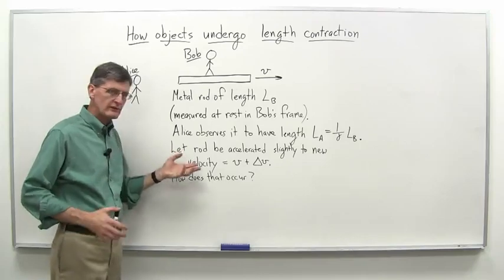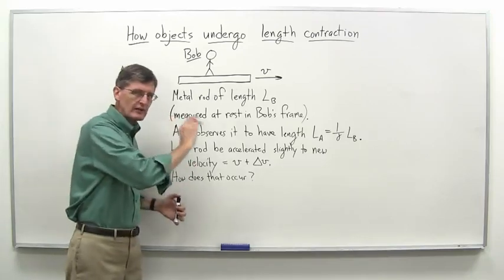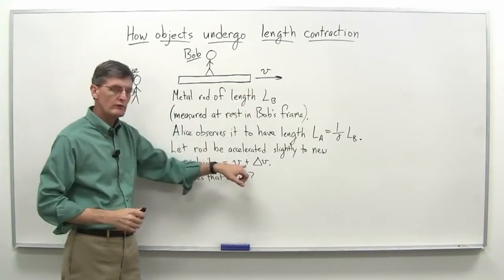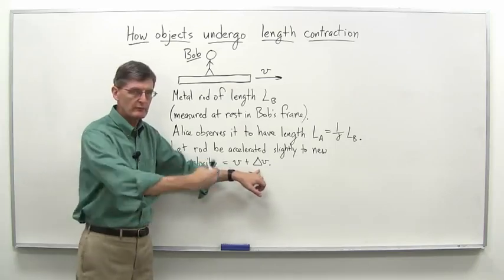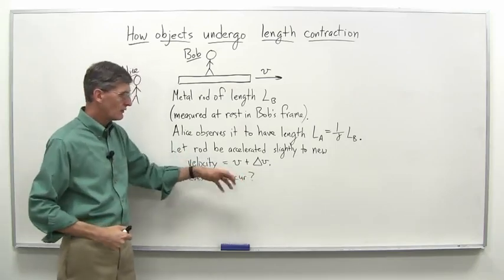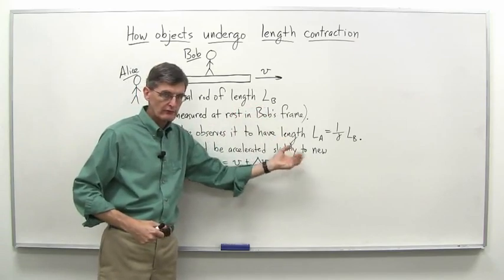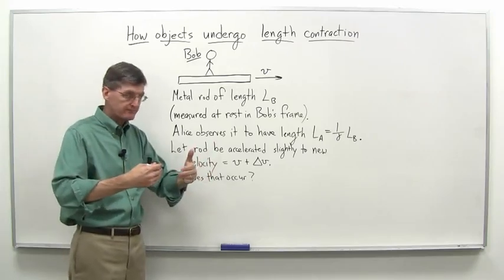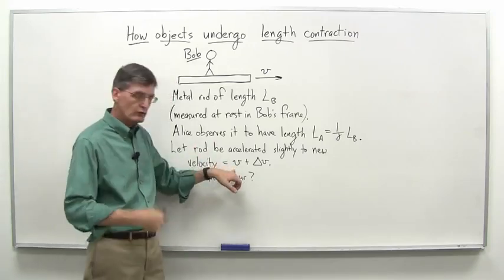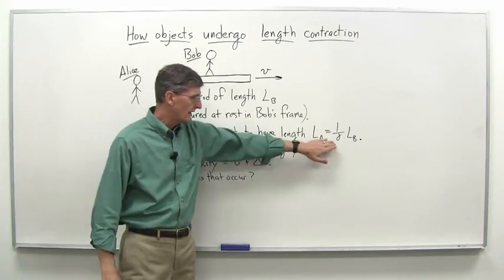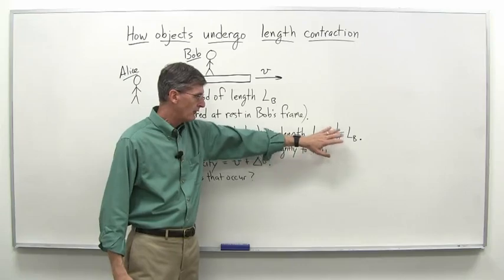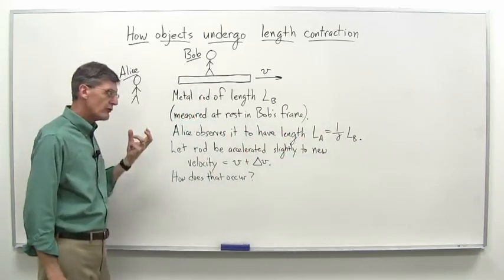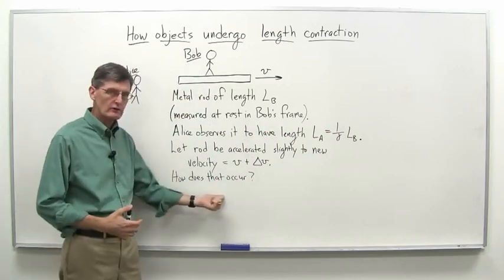Now what we want to imagine, let's say that the rod accelerates slightly. So instead of being at a velocity v, it moves up to a new velocity v plus delta v, just a little bit more. Okay? Well, we know just from our basic length contraction formula that means Alice will see the length contract a little bit. If the new velocity is higher than the old velocity, then gamma is a little bit higher as well, and therefore L sub a will get a little smaller that way. And so what we'd like to think about, how does that occur?